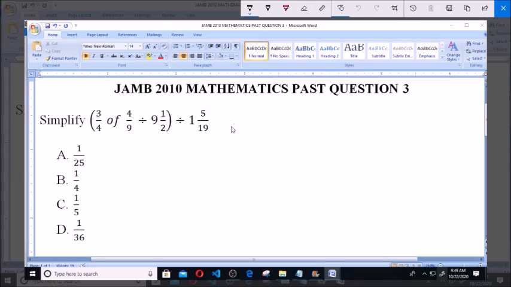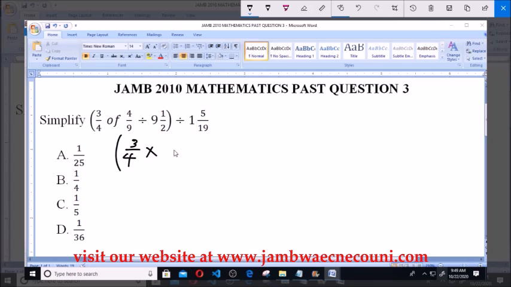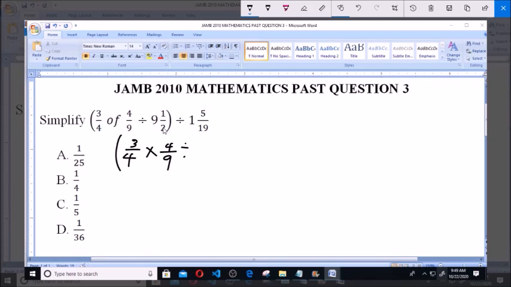So we will simplify this given. Now in this simplification, let's deal with the bracket first of all. We have 3 over 4 of, this "of" here simply means multiplication. So it simply means 3 all over 4 multiplied by 4 over 9, then divided by, now this is a mixed number, so we have to convert it to an improper fraction. That will be 9 multiplied by 2, which is 18, plus 1, that is 19.